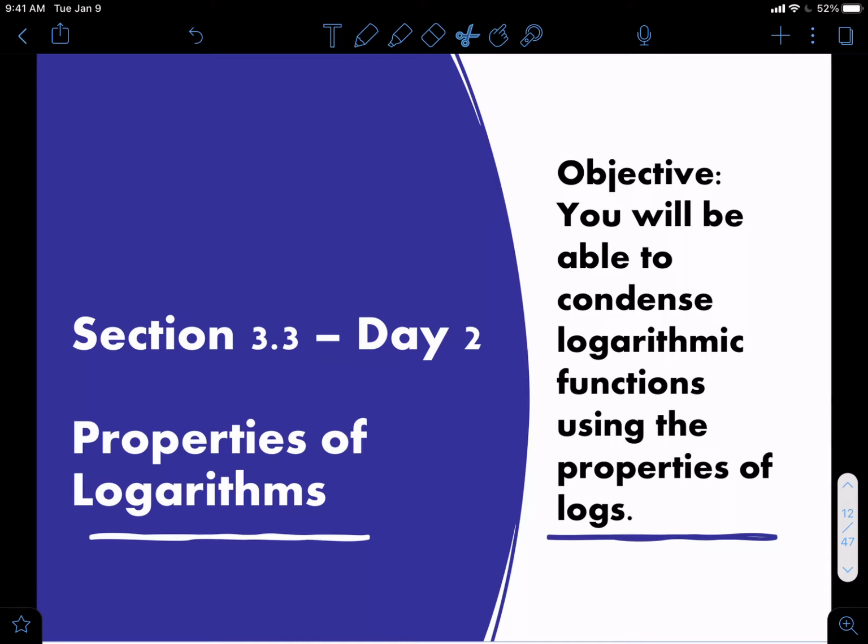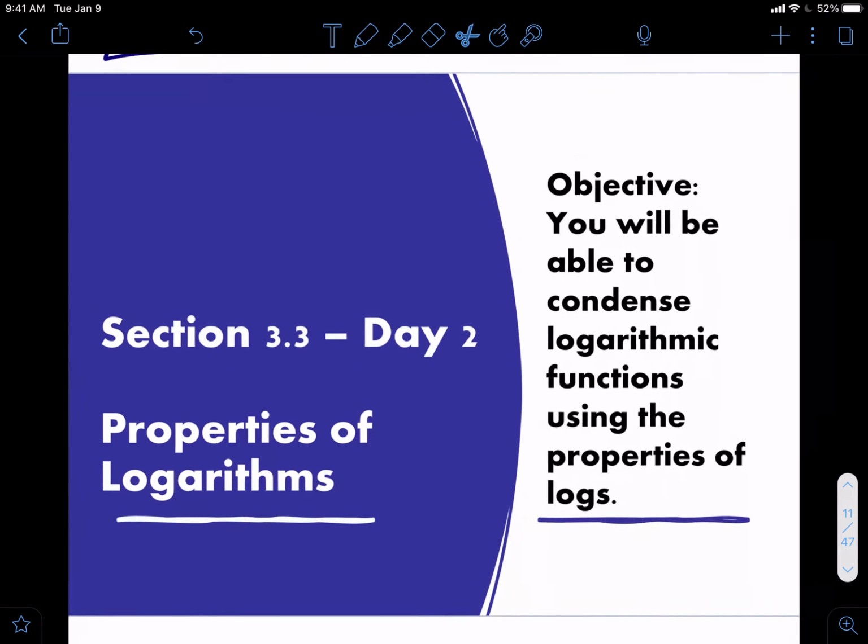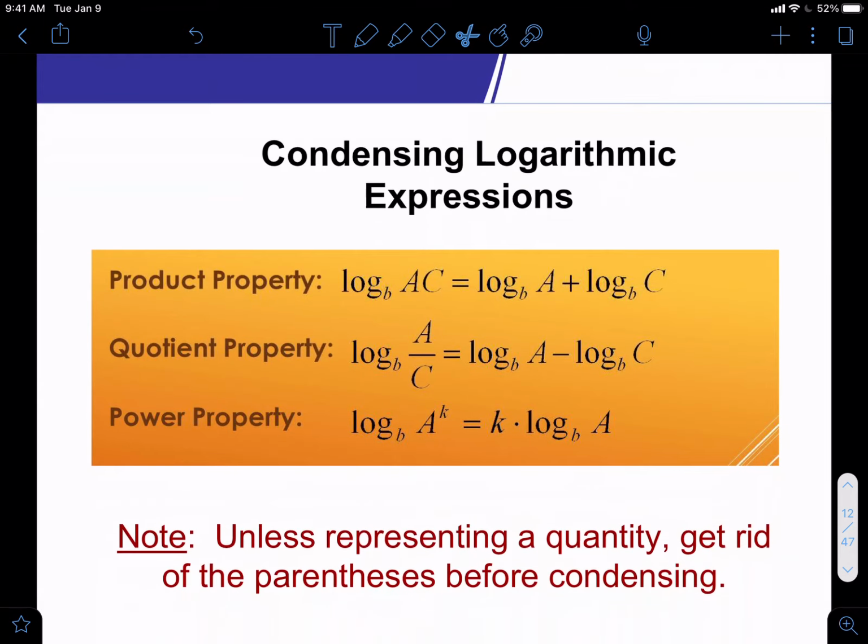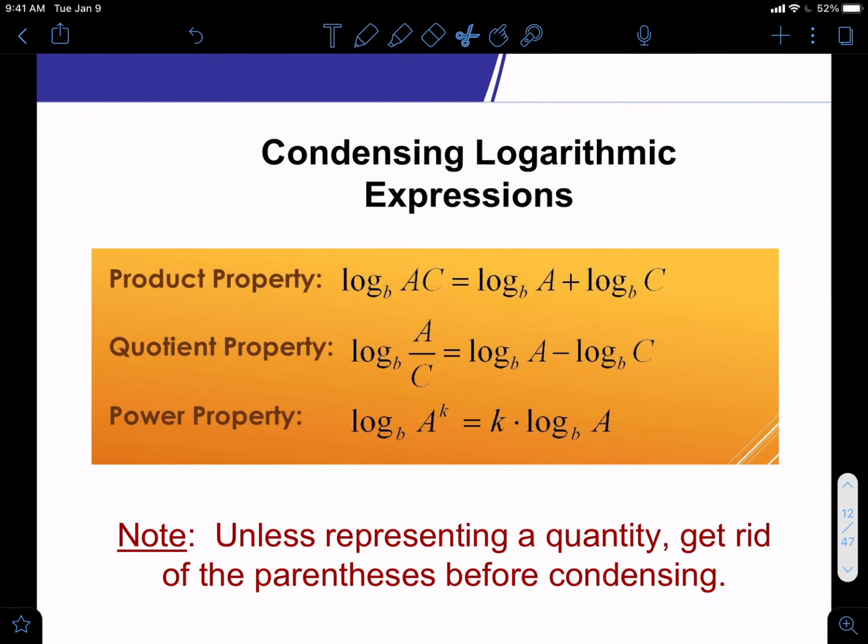Today, we're going to be talking about section 3.3, day 2. Our objective today is that you will be able to condense logarithmic functions using the properties of logarithms. So yesterday we were talking about how we expand and make stuff bigger. Today we're going to be talking about how we take expanded stuff and put it back together. So before we do, let's just review condensing a little bit.